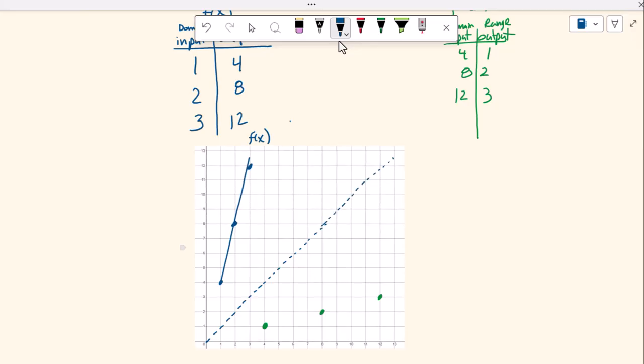So that's our next characteristic. Let's connect these dots before I go on. We can see that if this were a piece of paper and I could fold it right along this line, these points would match up. These are the reflected points. So that's another characteristic: the graph reflects over the line y equals x.